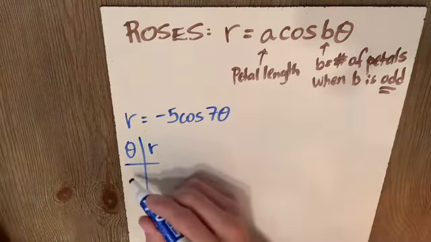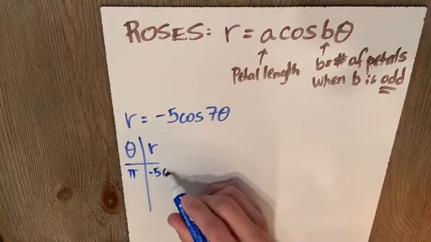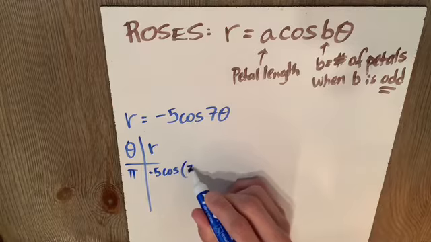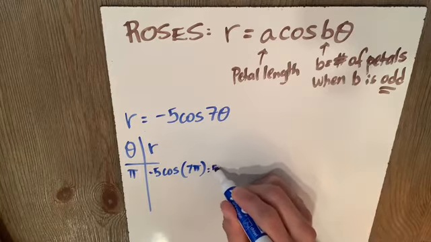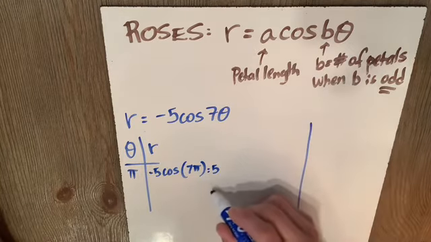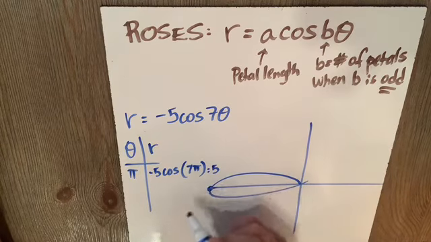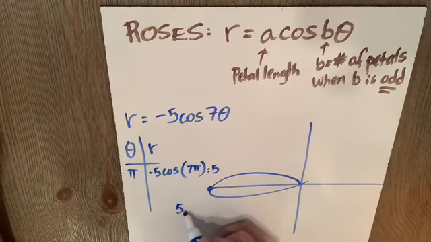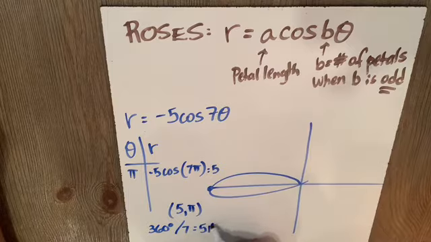I don't. But if I chose pi now, I have r as negative 5 cosine of 7 pi. And I know 7 pi is an odd number of pi, so cosine 7 pi is negative 1 times negative 5 is 5. Why do I do that? I just wanted to check where my head was. So here is this point, r theta, 5 comma pi. And again, I've got 360 divided by 7 is about 51 degrees.